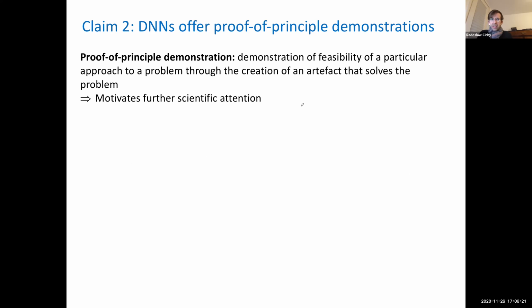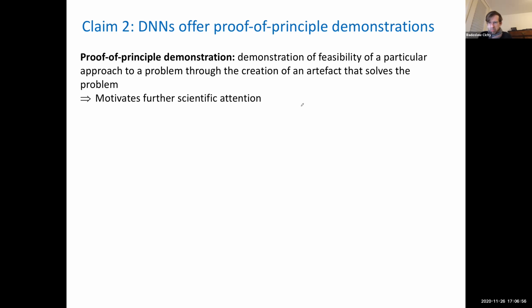The second way that they can help is that they can offer proof of principle demonstrations. Now, what is a proof of principle demonstration? It's a demonstration of the feasibility of a particular approach to a problem through the creation of an artifact that solves the problem. So the idea is, you have a particular idea how the world works, and then someone says, no, it can never work this way. It's impossible because of this and that reason. And then you just build the thing and you show, look, it runs.